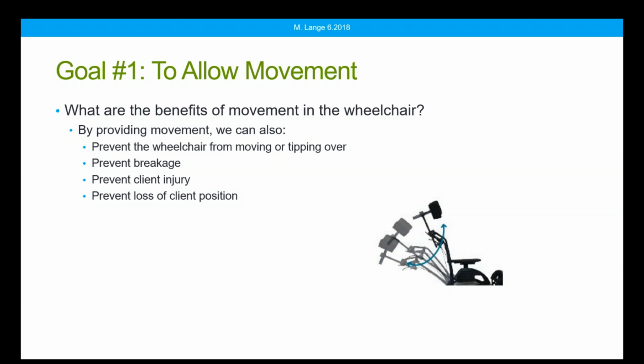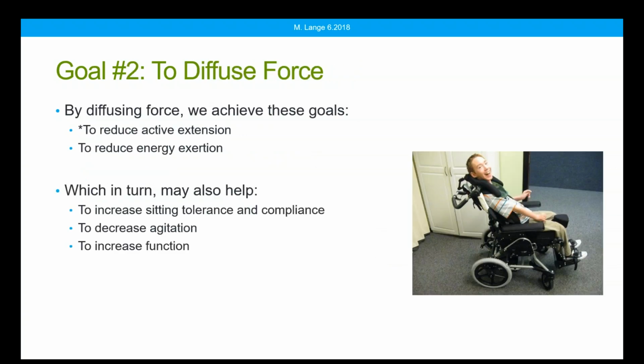Providing movement can prevent client injury as well, because instead of the client encountering that static surface with force, that surface moves and diffuses that force, and that movement can help with that. And we might prevent loss of client position, because the seating system will move with the client instead of the client moving within the seating system, resulting often in a loss of position.